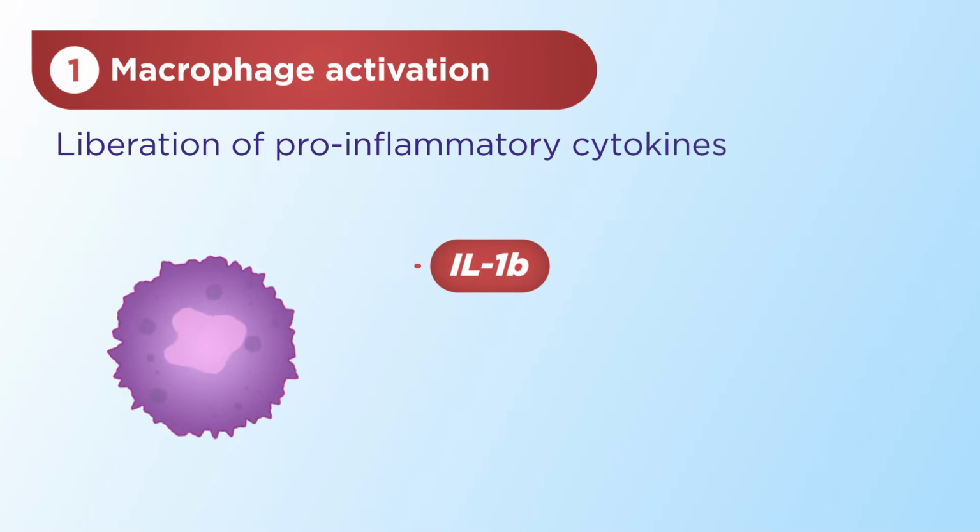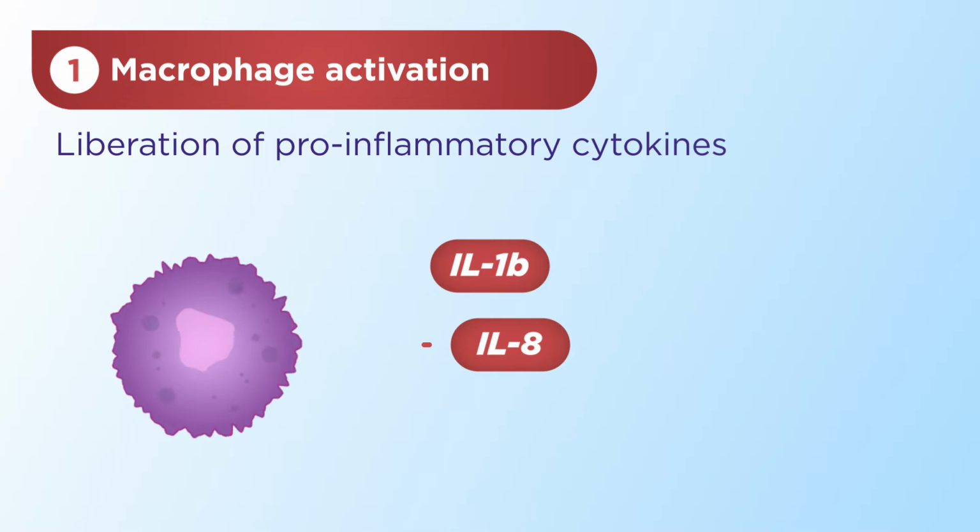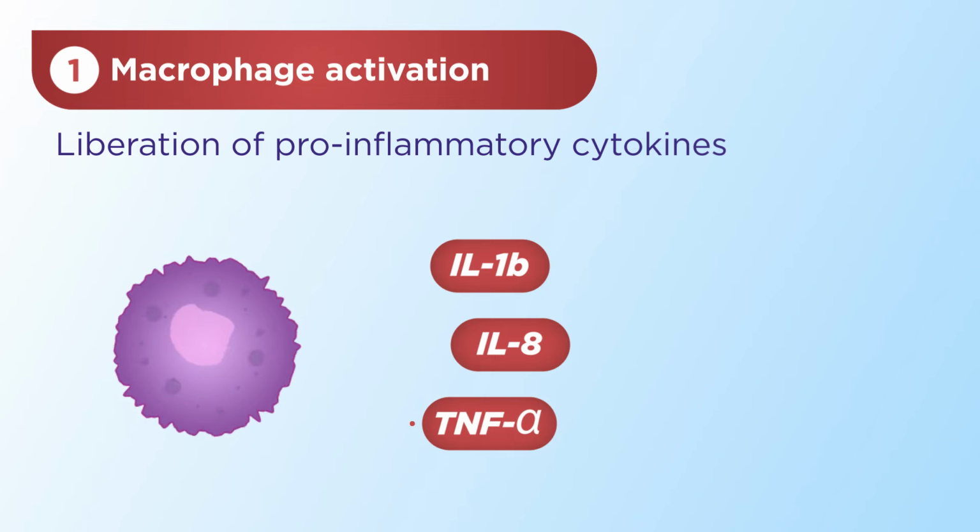Interleukin 1 beta, responsible for endothelial leukocyte attachment and leukocyte chemotaxis. Interleukin 8, a major inducer of neutrophil chemotaxis. TNF-alpha, a major cytokine implicated in the increase in vascular permeability, fever, and pulmonary edema.